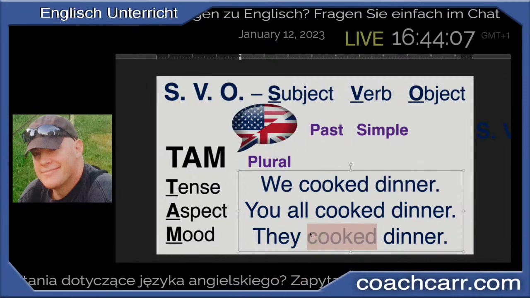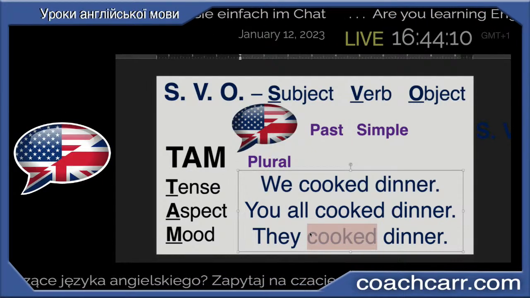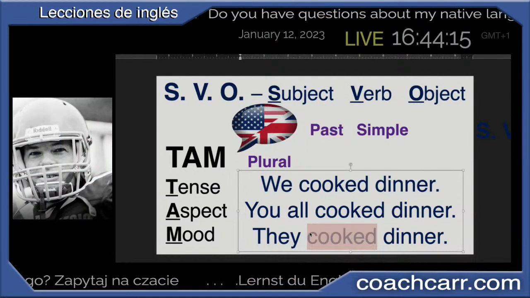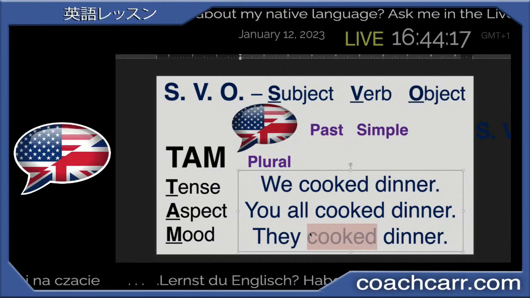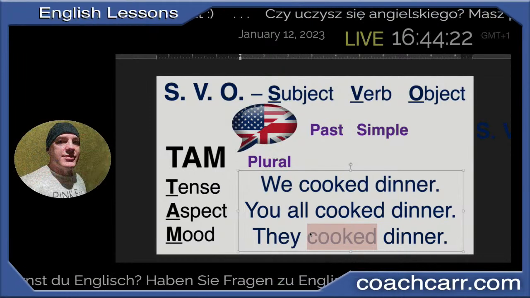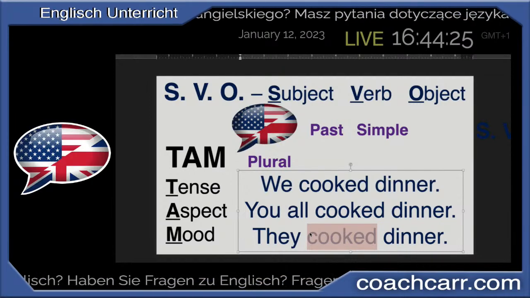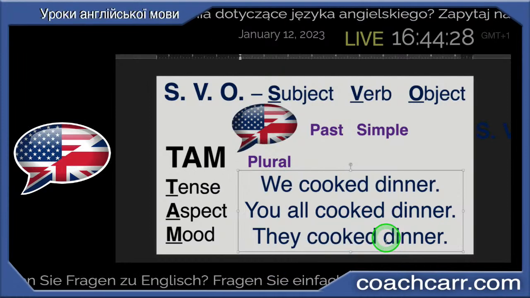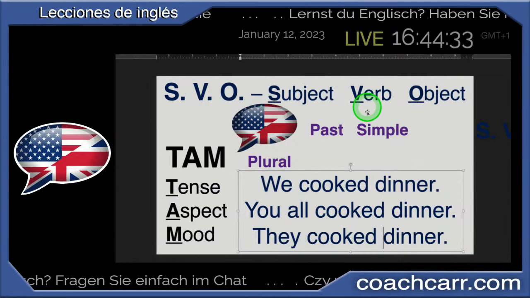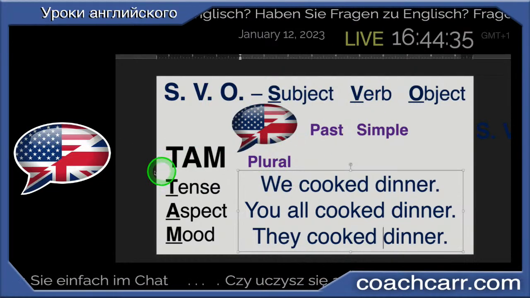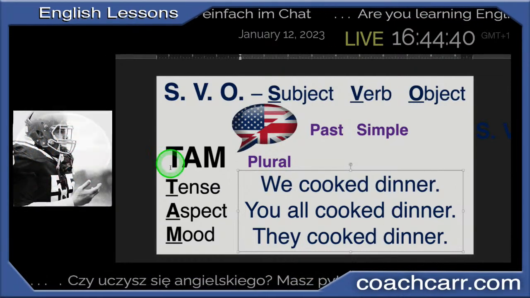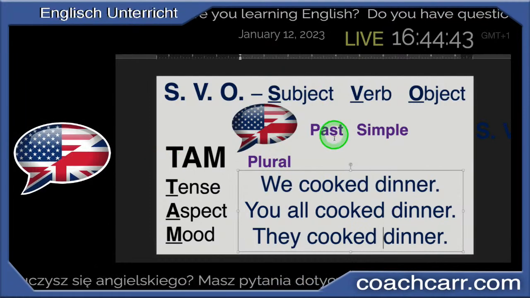But maybe with what I am about to explain to you, things will seem a little more simple. Or maybe it will help you study in a way that increases your understanding of English. So subject, verb, object. Okay, we saw how in Polish, the same. Okay, but now this is the past.